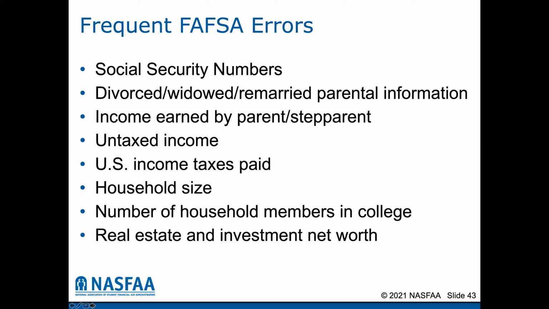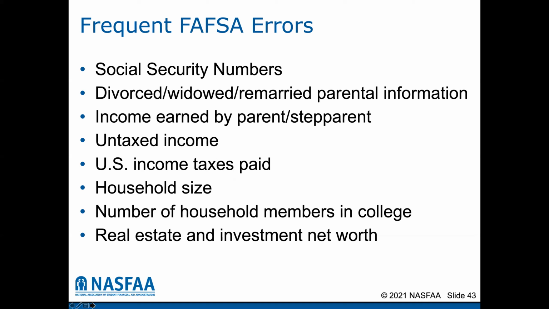The other one is divorced, widowed, or remarried parent information. So if parents are divorced or separated, but are remarried, you are now a family unit. So if you're using mom's, you live with mom, mom gets remarried, mom and stepdad's information, income, and everything needs to be placed on that FAFSA. Income earned by parents and step-parents are included. Untaxed income also.